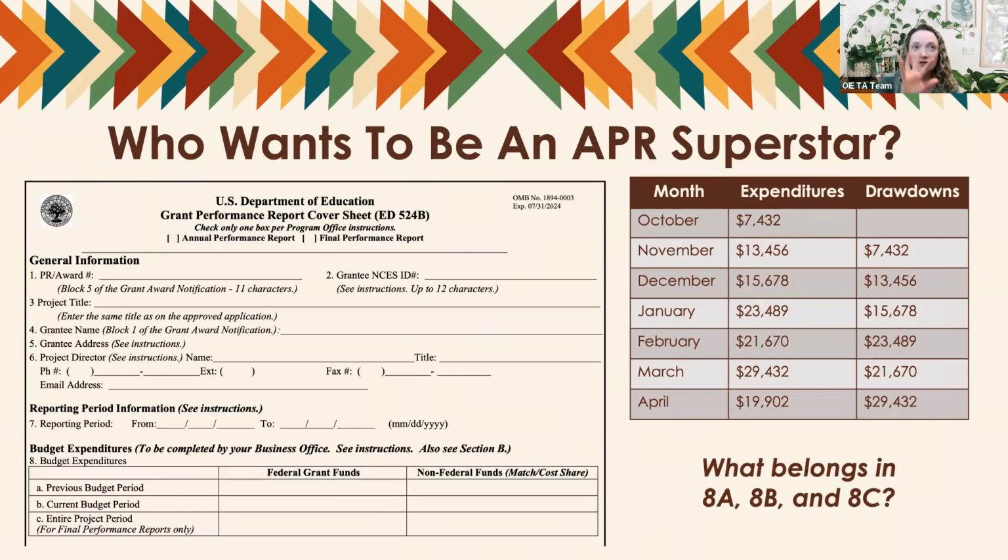So we've given you a little example. We're doing our cover sheet for this grantee. You can see that we've met with our fiscal office and we've gotten all of our information on our expenditures and drawdowns for this year. So head over into the poll and let us know what belongs in 8A, 8B, and 8C for this particular grantee.